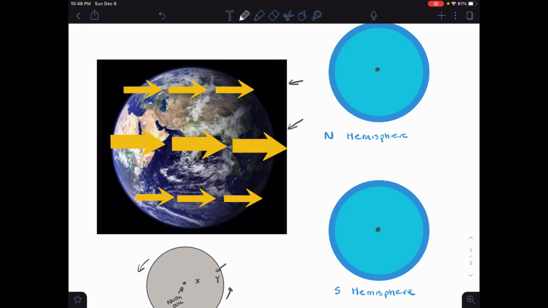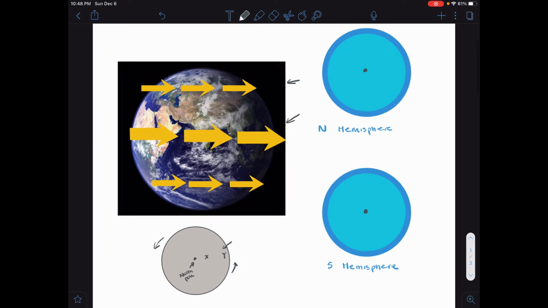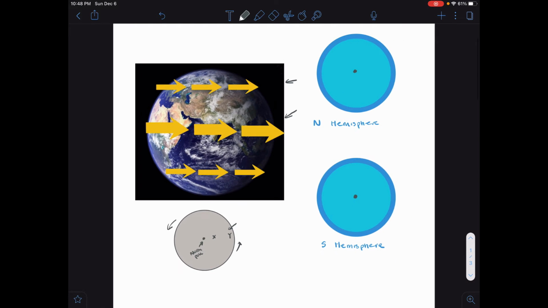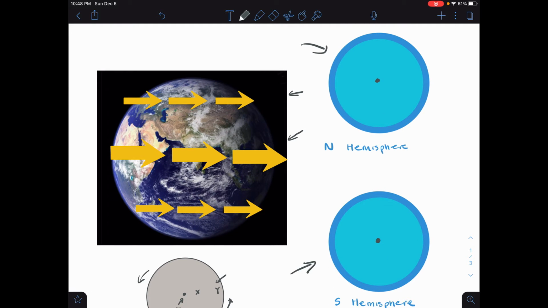So if you apply this, there's several different interesting applications of this, and I want to show you one interesting one. So suppose you have a large pool on the north hemisphere and on the south hemisphere. And let's suppose that the water is undisturbed and it's really still. And this thing is a plug. So if we take it out, the water will start draining away.